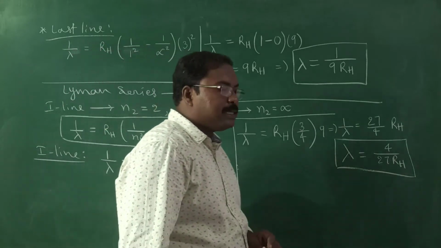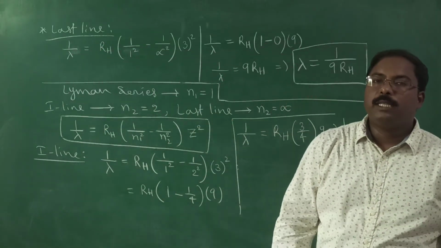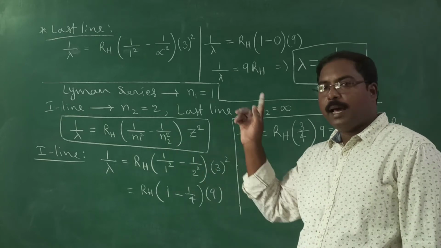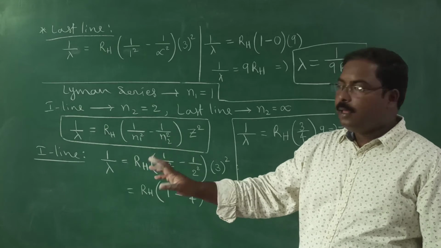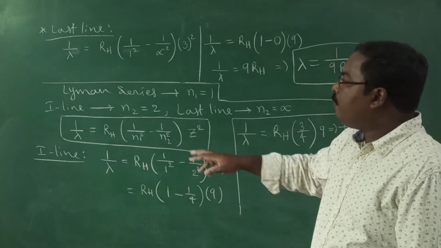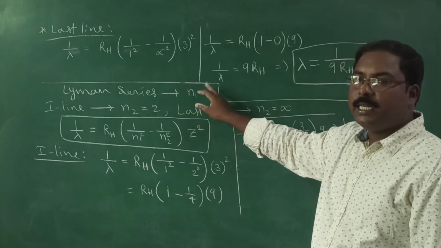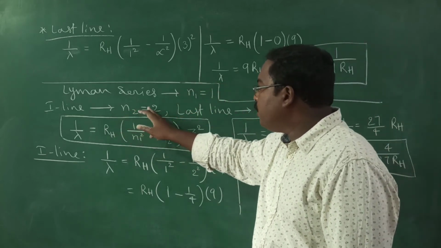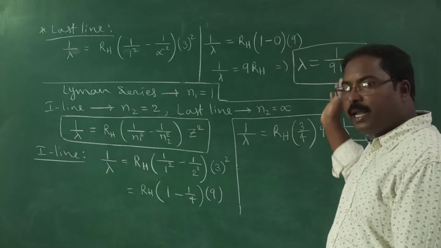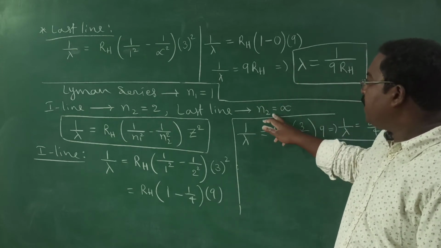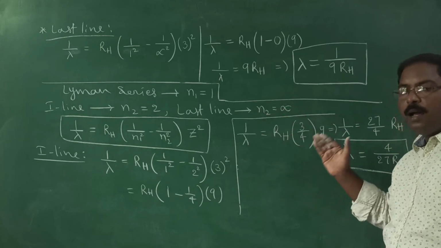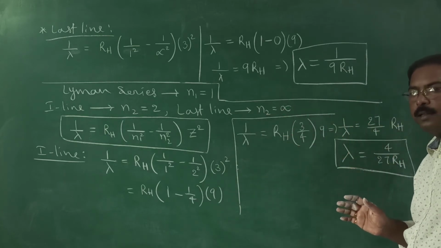Check it once from the starting step. In the question they are asking the wavelength of the first line and last line. First line means H alpha line, last line means H infinity line, of Lyman series. Lyman series means n1 is 1. First line means n2 is 2, second line n2 is 3, next line 4, next line 5, like that. Last line n2 is infinity. So we have written the formula and substituted everything into it. Got it?